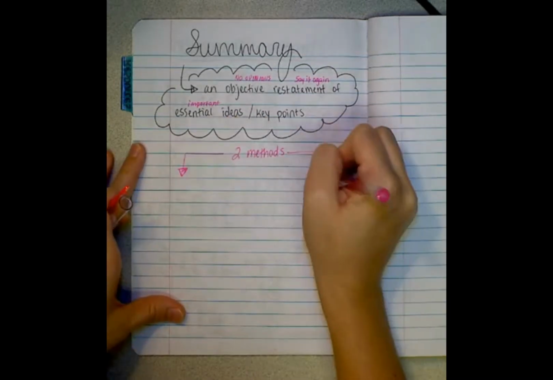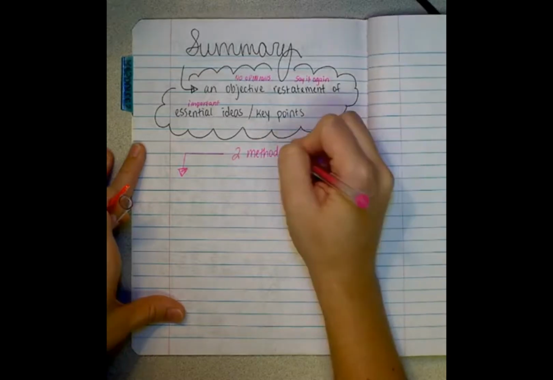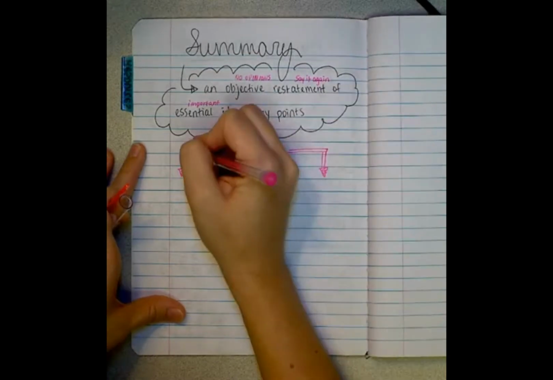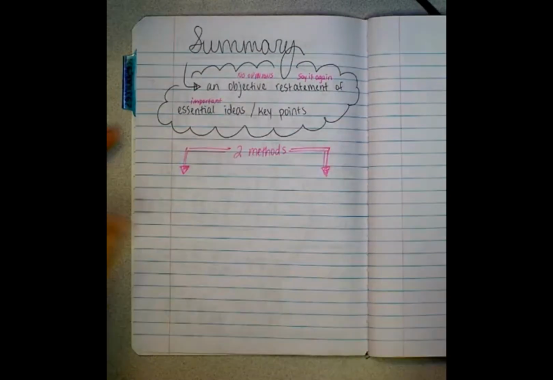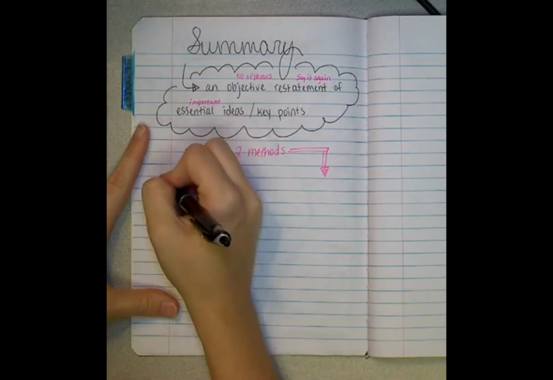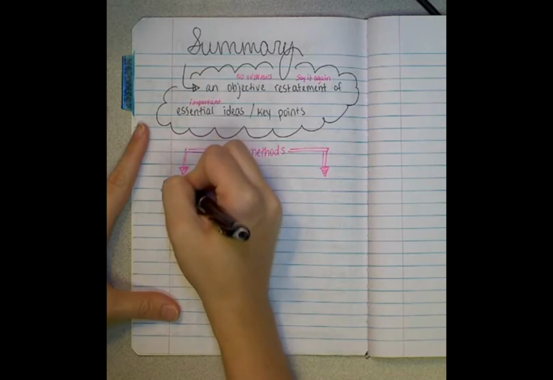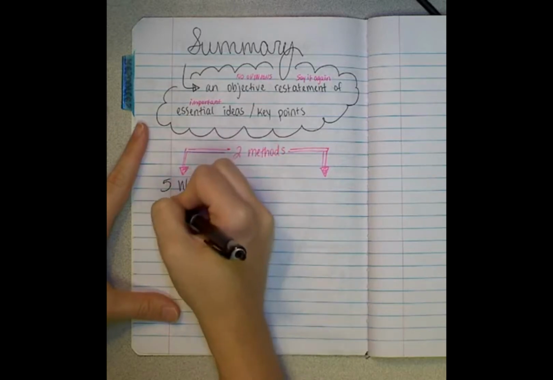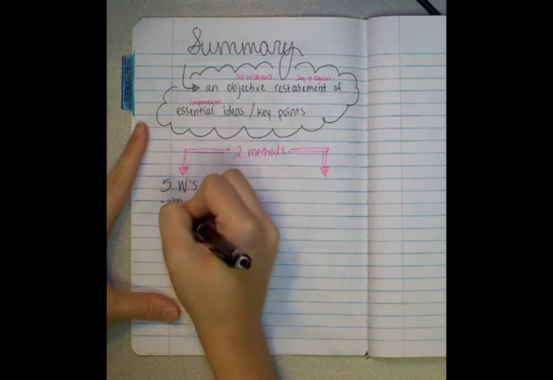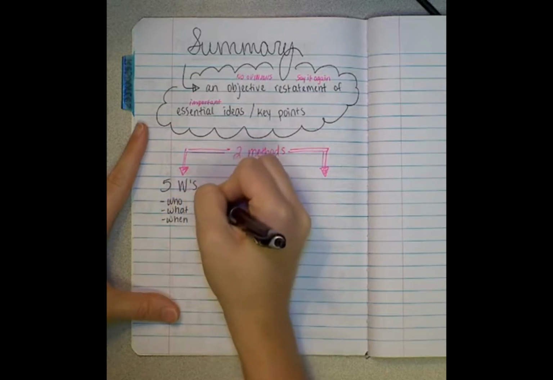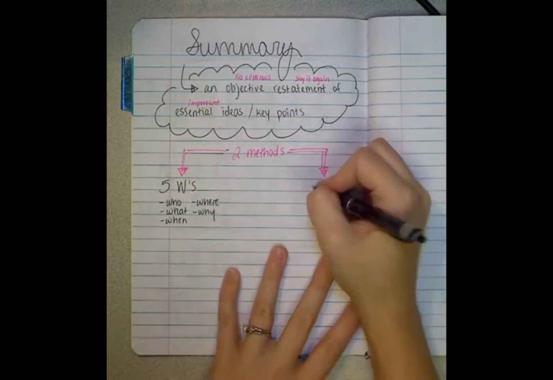Your reading teacher should teach you, if she hasn't already taught you, two methods of summarizing. It really depends on which type of text you're reading. If you are reading a nonfiction text, something that can be proven true, something that is not made up, you want to use the 5W method. Who, what, when, where, and why.